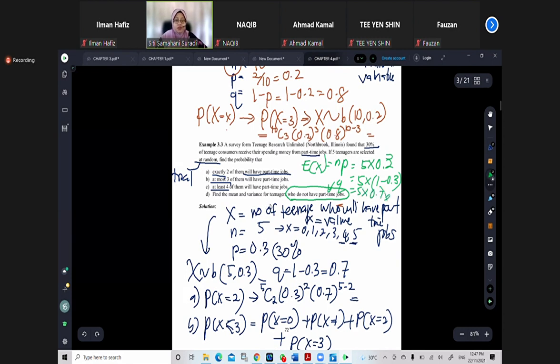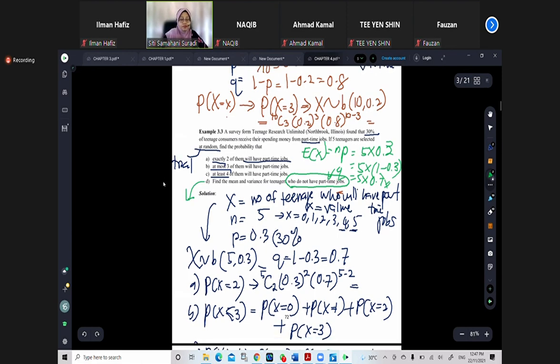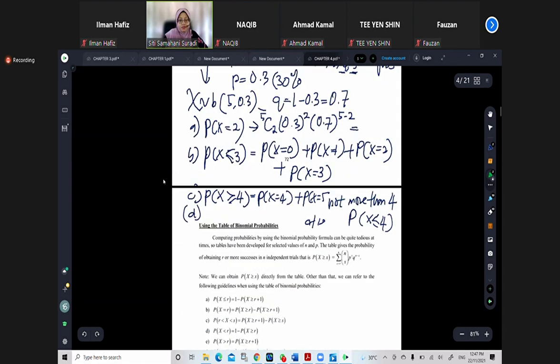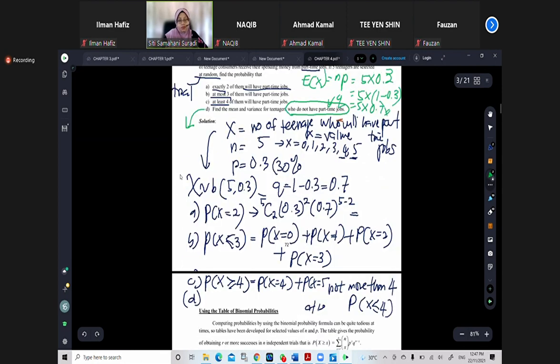Okay, and the variance? The variance is right here. I don't have the space. The variance is npq. So that means 5 times 0.3 times 0.7. Okay, just calculate it. Then you get the variance. Okay, class?